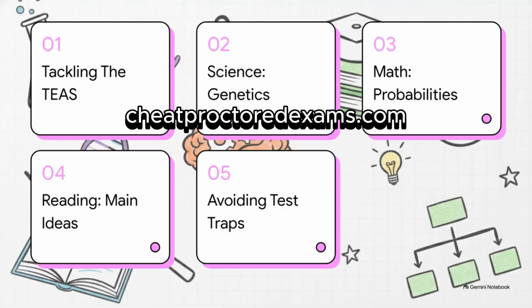Here's our game plan for today. First, tackling the TEAS exam itself. Then we'll hit science with the genetic messenger, math by calculating staff probabilities, reading to find main ideas, and finally, avoiding those sneaky test-taking traps. Let's just dive right in.